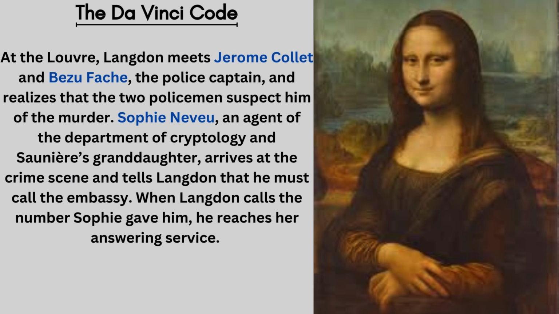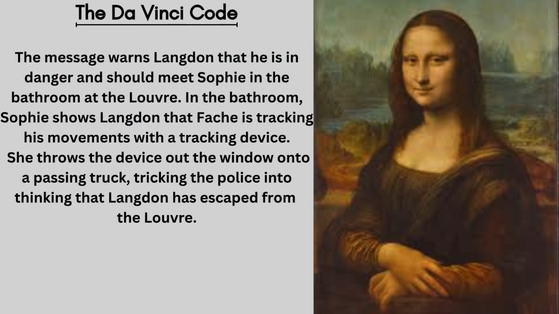At the Louvre, Langdon meets Jerome Calais and Bézufache, the police captain, and realizes that the 2 policemen suspect him of the murder. Sophie Neveu, an agent of the Department of Cryptology and Saunière's granddaughter, arrives at the crime scene and tells Langdon that he must call the embassy. When Langdon calls the number Sophie gave him, he reaches her answering service. The message warns Langdon that he is in danger and should meet Sophie in the bathroom at the Louvre.